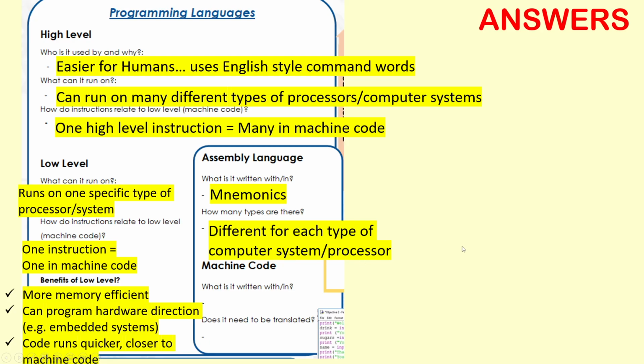And we've got assembly language, which is written with mnemonics, and a different type for each computer system. And machine code is written in binary. And no, it doesn't need to be translated. Checking your answers now.